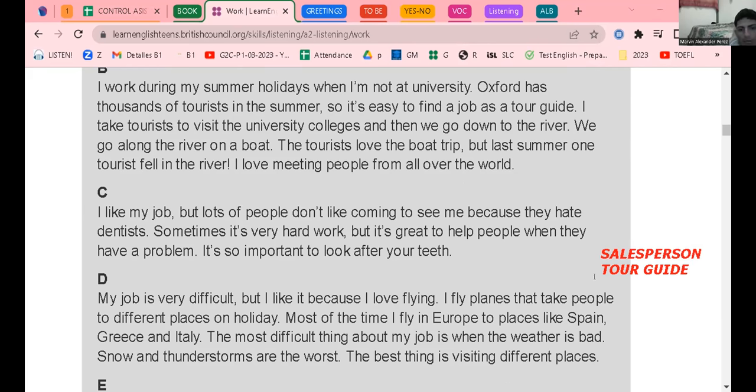Dentist. Dentist. What is teeth? It's so important to look after your teeth. Es muy importante, ¿qué cosa? Look after means? Cuidar los dientes. Cuidar los dientes, right? So it's a dentist. A letter D.